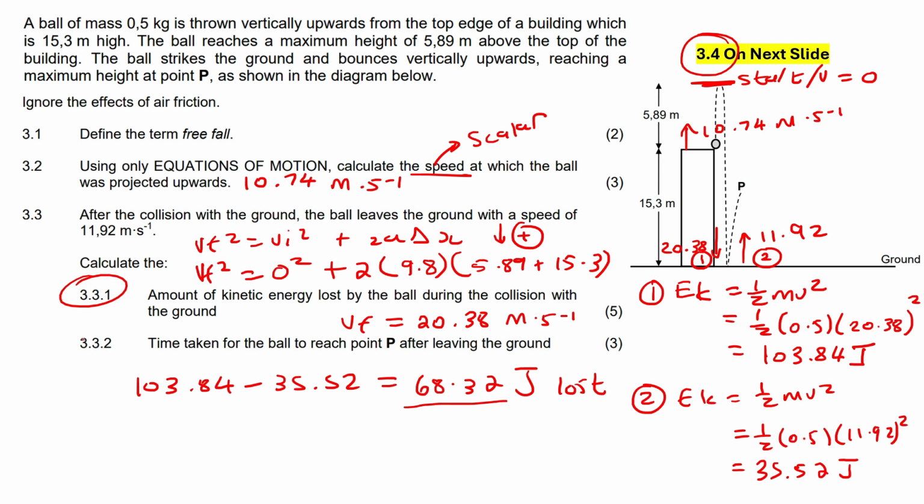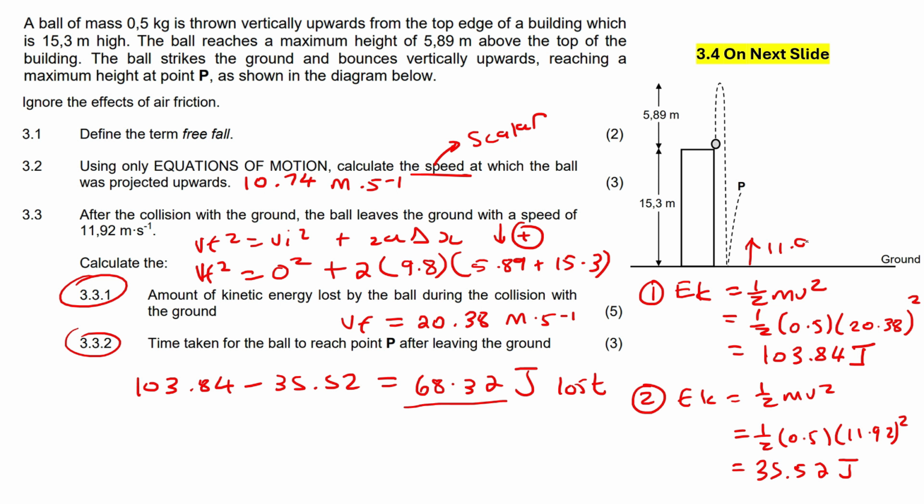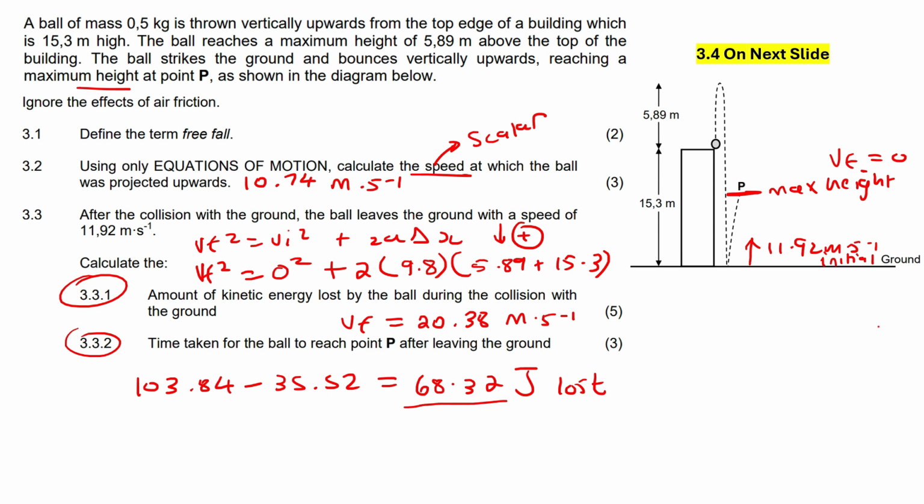Okay. Now, this question says, calculate the time taken for the ball to reach point P after leaving the ground. That is super easy, because we don't even need to know any of this other information. None of that is necessary. All that we need to know is that the ball leaves the ground with 11.92 meters per second, and that it's going to reach point P, which is its maximum height. So we know that the velocity there would be 0, because that always happens at a maximum height. And then this would be your initial position over here. So now you're only looking at this area and this area.